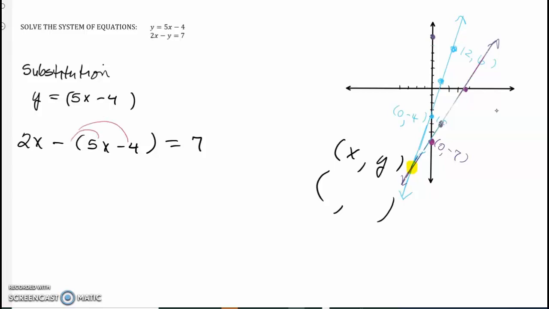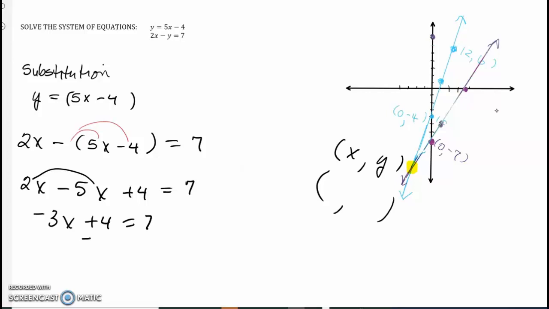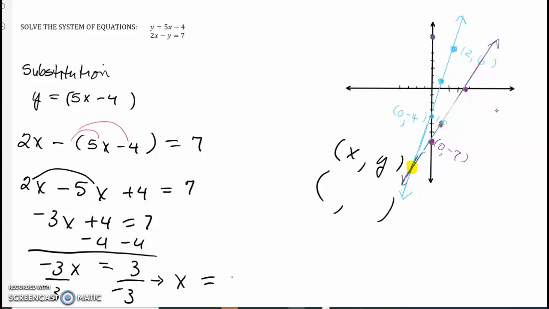Remember to distribute. And you wind up with 2x minus 5x plus 4 equals 7. Next step, collect like terms. Negative 3x plus 4 equals 7. Next step, subtract 4 from both sides of the equation, and you get negative 3x equals 3. Divide by negative 3 on both sides, and you wind up with x equals negative 1. So that tells me that the x value here is negative 1.